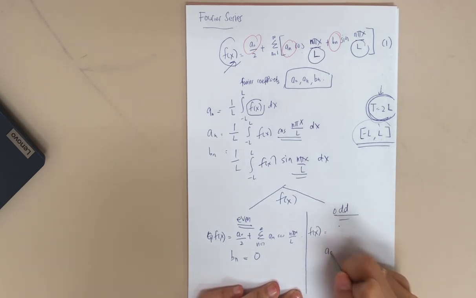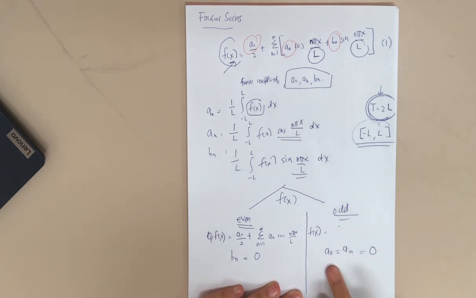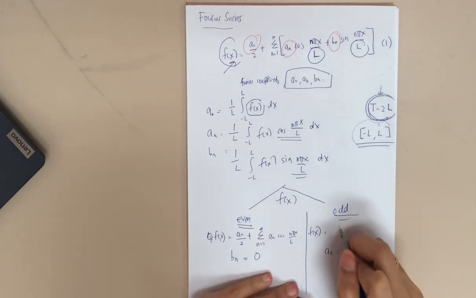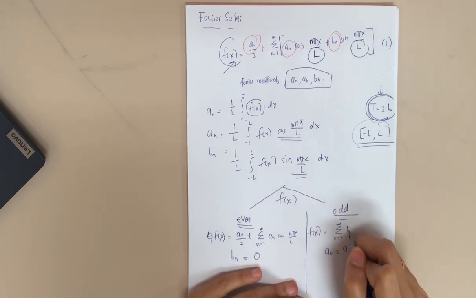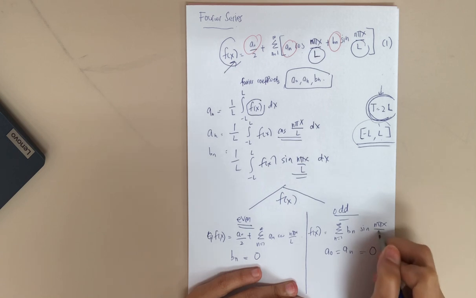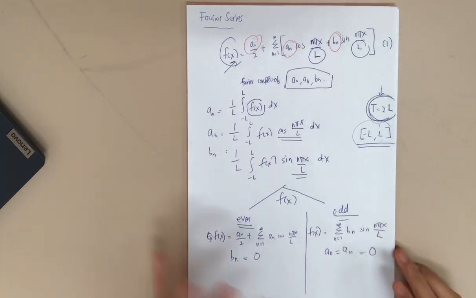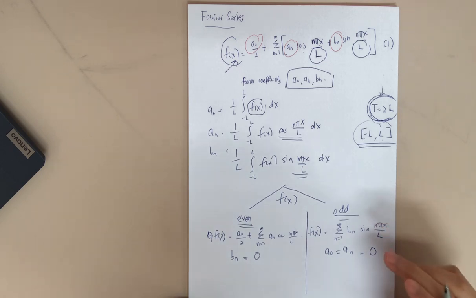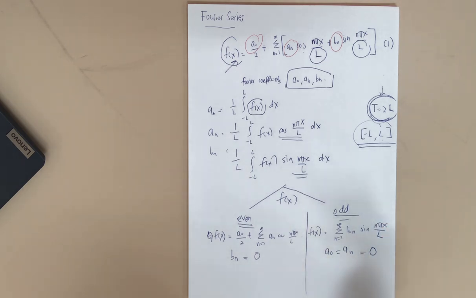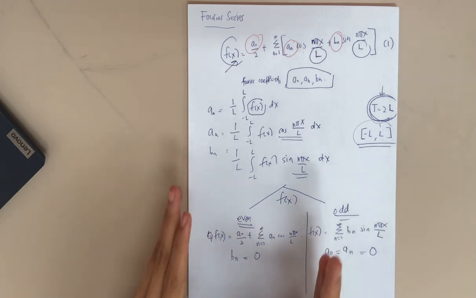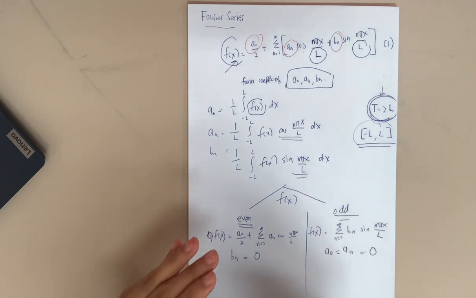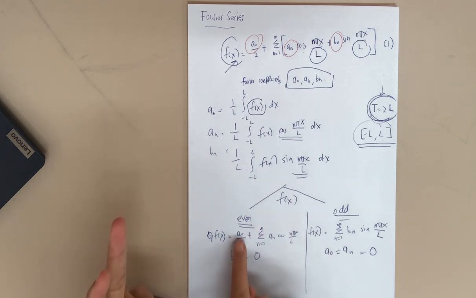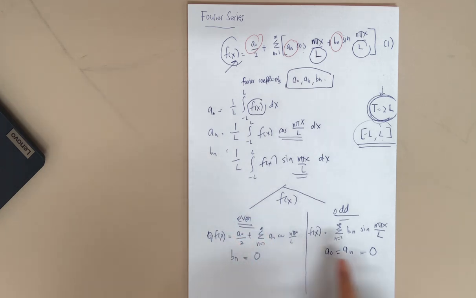Saya bagi dulu ni lah. If odd, your A0 and An, maksudnya dua lah, A0 equal to 0 and also An equal to 0. So that means what will you calculate here? You will calculate only Bn sin n pi x over L. Senang lah. For me, if the question gives you odd, it's easy for you. It's not lengthy as even, tak panjang sangat compared to even, because for even you have two coefficients to calculate, a0 and an, but for odd you just calculate bn. You get what I mean?